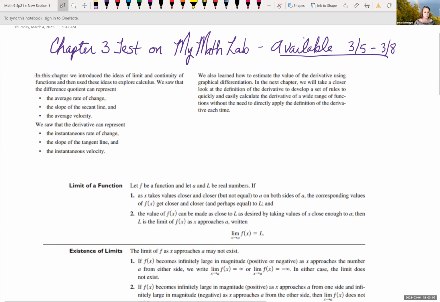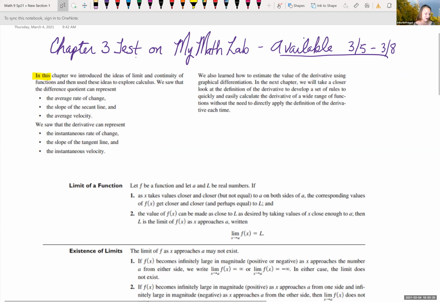So in this chapter, let's see if I can highlight it at the same time. Okay, so in this, no, I guess I can't. Let's try this. There we go. Maybe with my pen.